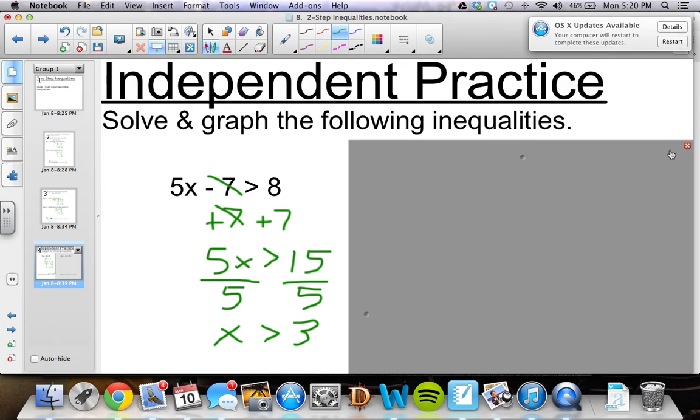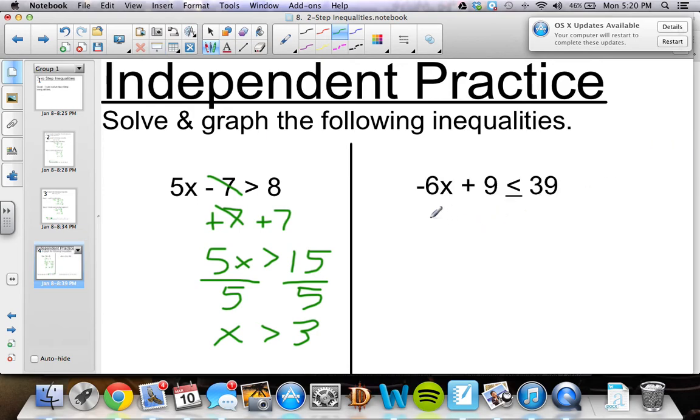Alright, last one. -6x plus 9 is less than or equal to 39. Go ahead, pause the video and do this one on your own. And when you come back, I'll work through it together.